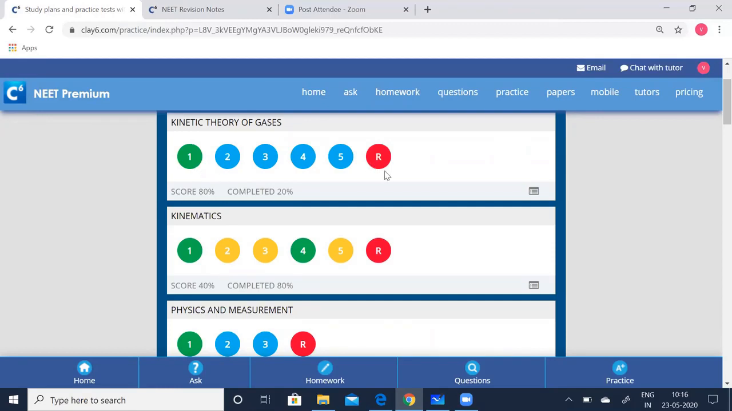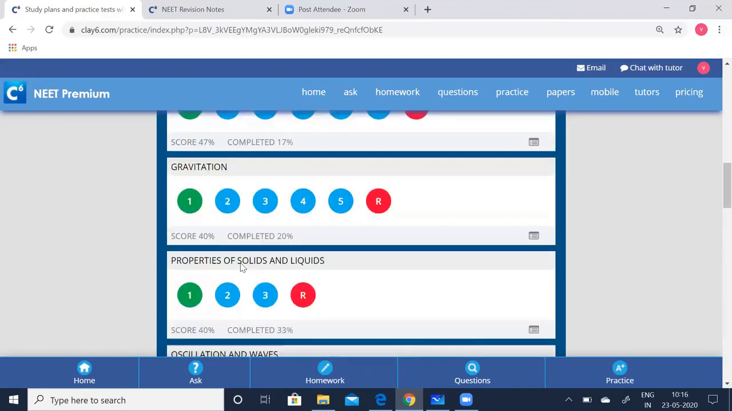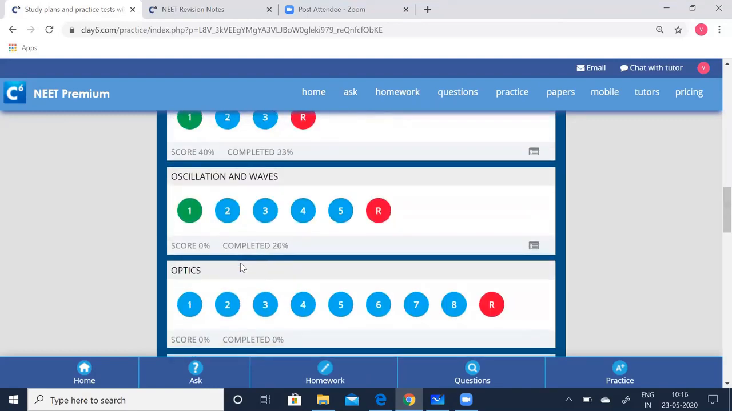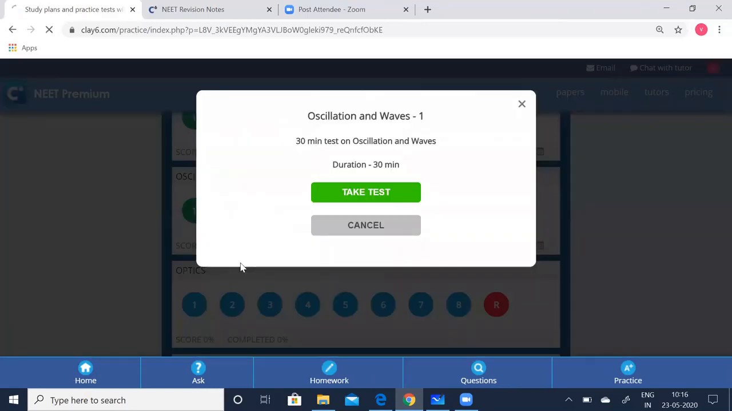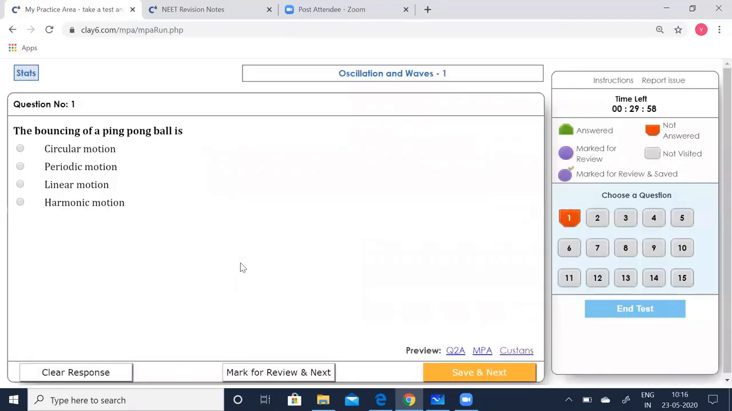And there is the random test which you can take. The yellow bubble says you have an incomplete test, so you can complete it afterwards, anytime. Green says you can take the test any number of times. So let me go to the oscillation in waves. I'm going to do the first test.